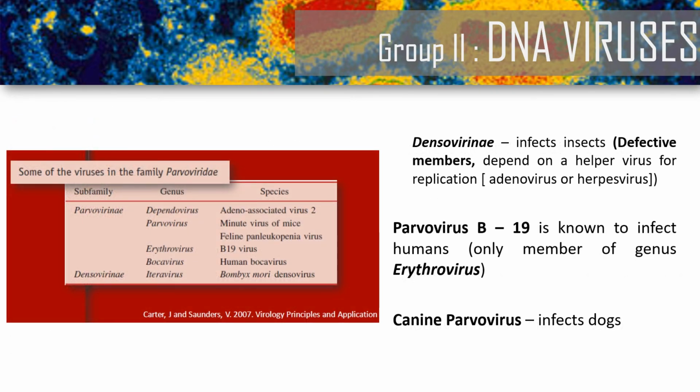And then you have your Densovirinae, class. So for Densovirinae, they infect insects, okay, defective members that depend on a helper virus for replication. So ito yung sinasabi ko kanina, class. Yung kanina, autonomously can replicate naman. Etong Densovirinae naman, kailangan niya ng adeno at saka herpes virus for them to replicate. Parvovirus B19 is known to infect humans, only members of the genus Erythrovirus. And then canine parvovirus infects dogs.